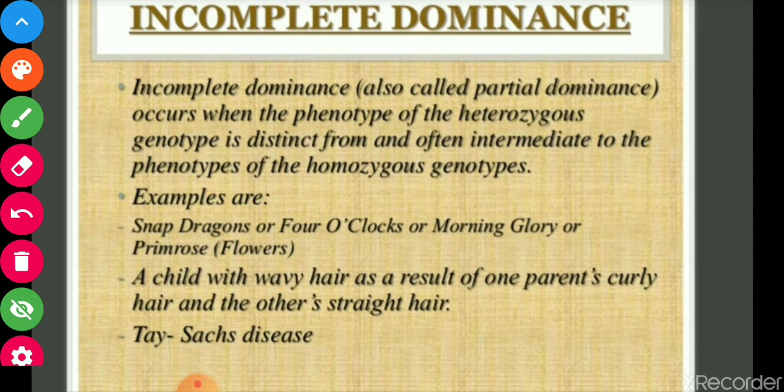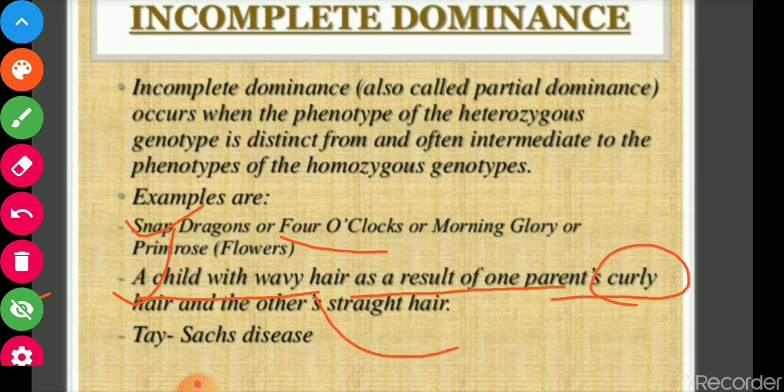So here no allele is completely dominant over the other. They show partial dominance, like in the plants snapdragon and four o'clock. These are examples. One more example: a child with wavy hair as a result of one parent having curly hair and the other having straight hair.